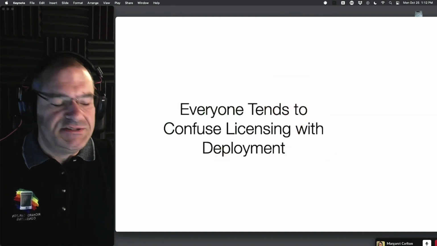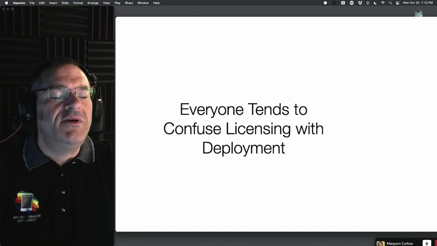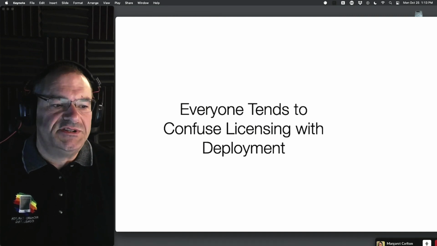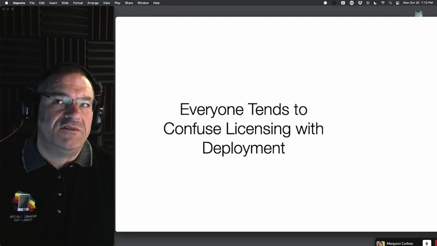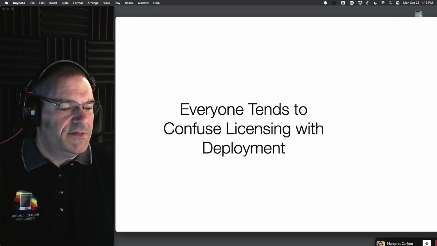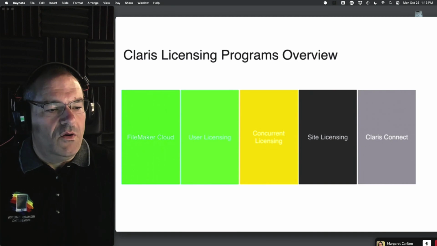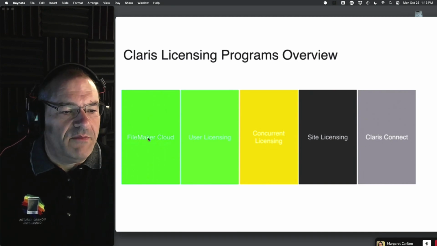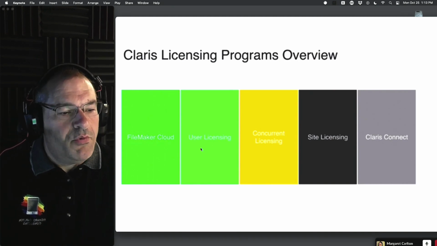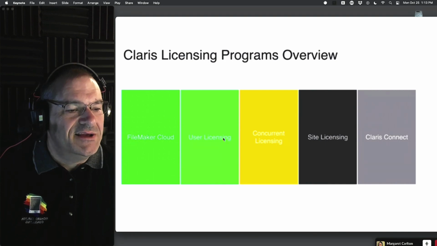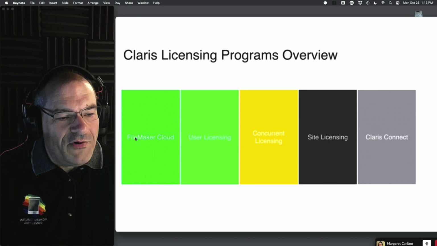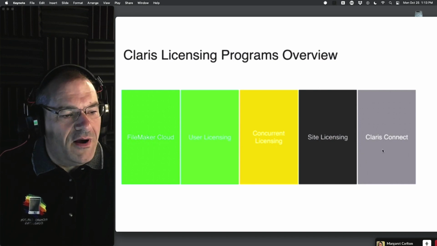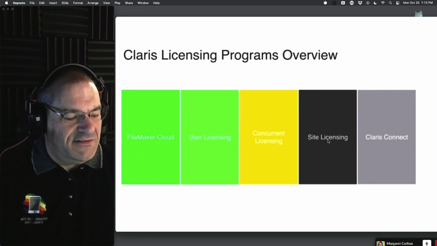Let's just cover some licensing questions and conversations up front. So everyone, including when I made this presentation originally, tends to confuse licensing with deployment, right? Because they kind of parallel a little bit, but they're not the same, right? So it's kind of hard to read this right here, but this says FileMaker Cloud, which is Cloud 2.0. We got user licensing, concurrent licensing, site licensing, Claris Connect. That's a product. That's a product. These are licensing right here, right?